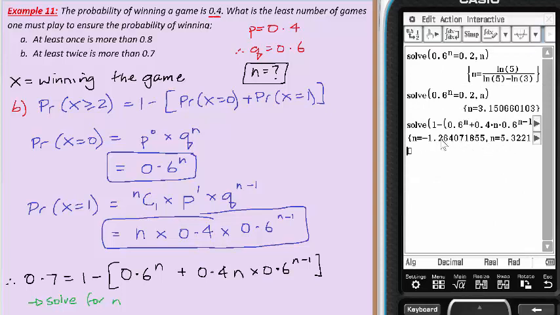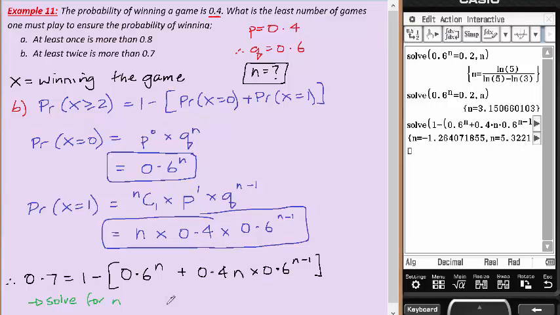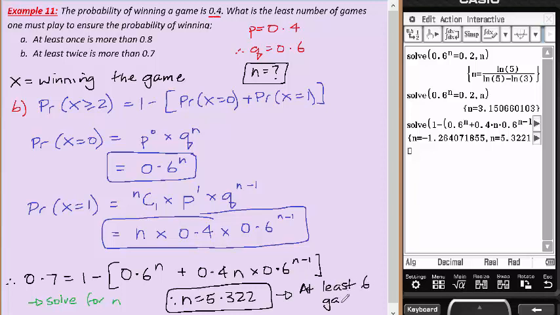Now, a negative number is not a possibility. I can't have negative trials. So the number I get is n equals 5.322. So I write that down. So n equals 5.322. Now it says the number of games. We can't play 5.3 games, so therefore my answer would be at least 6 games. And there's how we'll solve a question like that and how we'll interpret the answer. And there's the tick and the smiley face from our once-in-a-lifetime happy examiner.